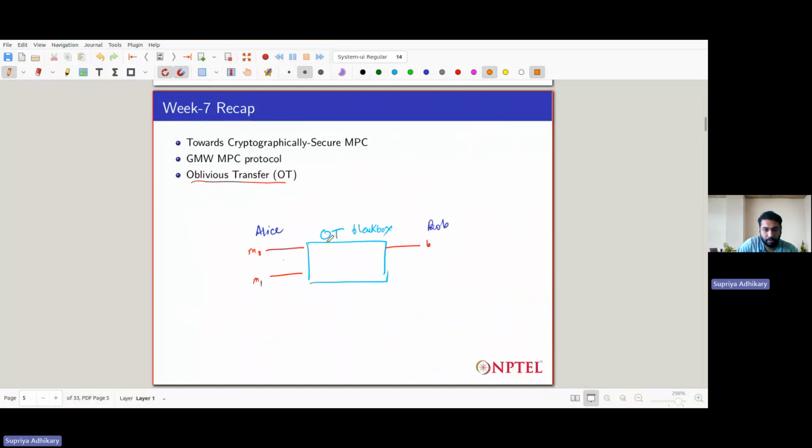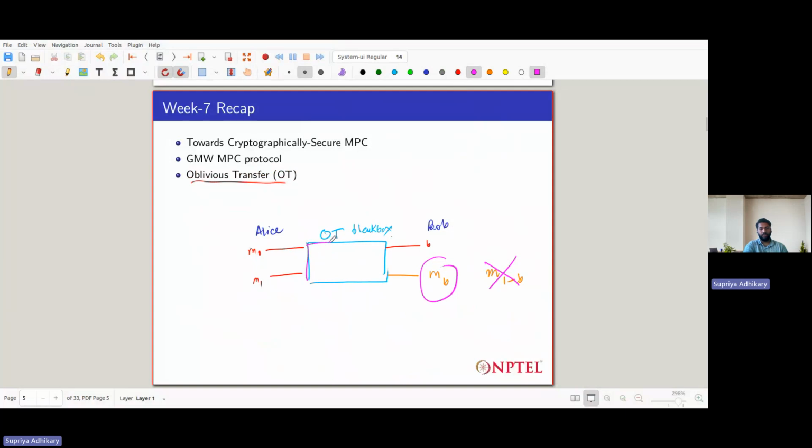Now, after these inputs have been given, using this OT, oblivious transfer protocol, Bob learns the value of MB, but it is not possible for Bob to get any information about M1 minus B. Bob will get only the value of MB. So that was the formal definition of oblivious transfer.